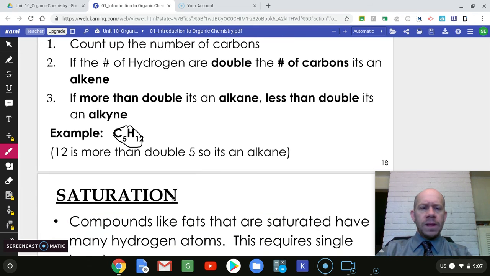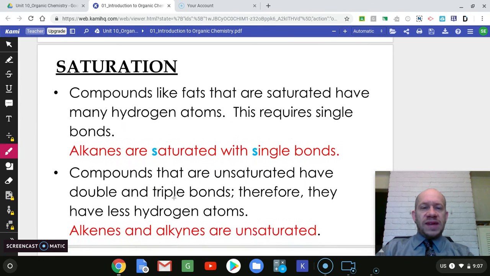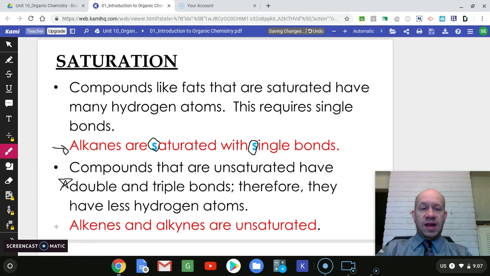Saturation is defined as compounds that have only single bonds. So compounds like fats that are saturated have many hydrogen atoms, and this requires only single bonds. So alkanes are saturated with single bonds, and that's how you'll remember. Alkanes are always saturated, and compounds that are unsaturated have double and triple bonds. Therefore, they have fewer hydrogen atoms, and they are unsaturated. Alkenes and alkynes are always unsaturated.